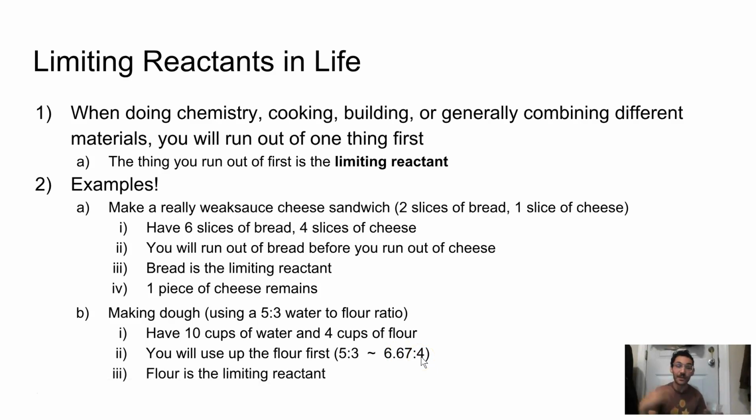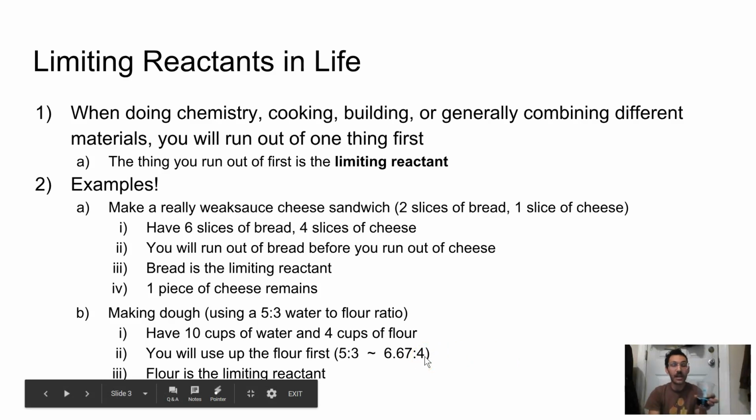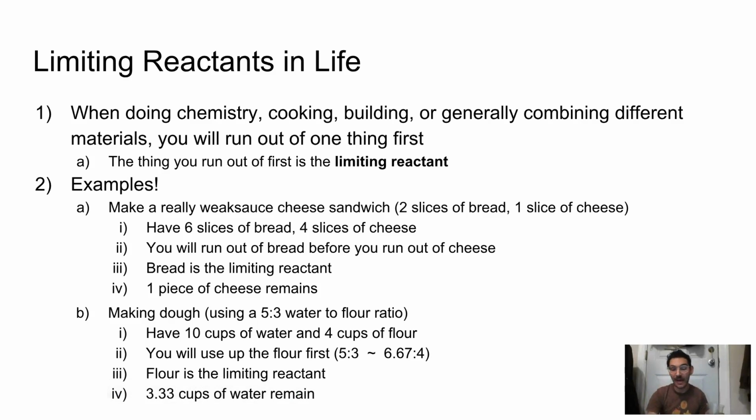Flour is the limiting reactant. Whichever one of our reactants, or things we're combining, runs out first, that is the limiting one. And so after this, if I've used all of my flour, I should have 3.33 cups of water remaining. That would be my excess. We'll talk more about the excess in another video.